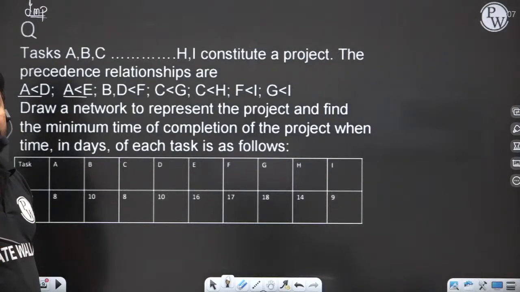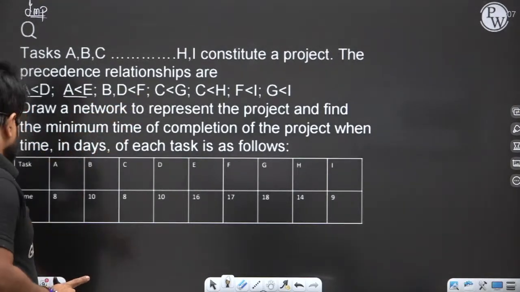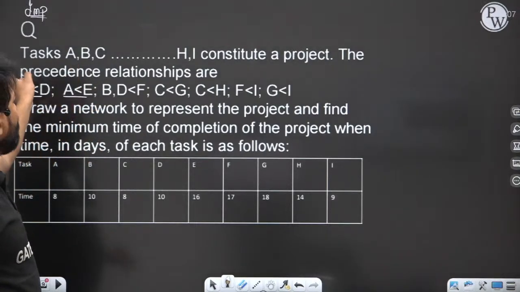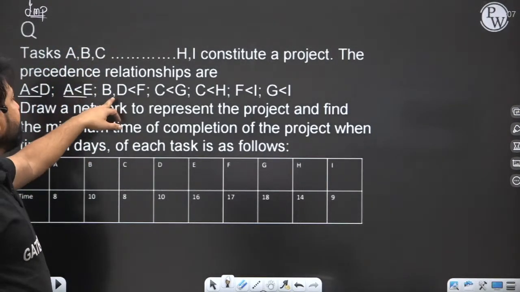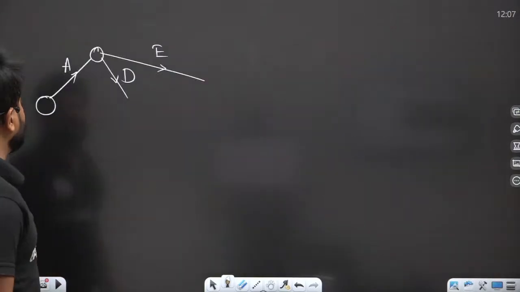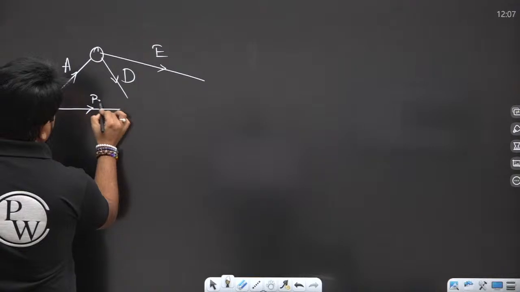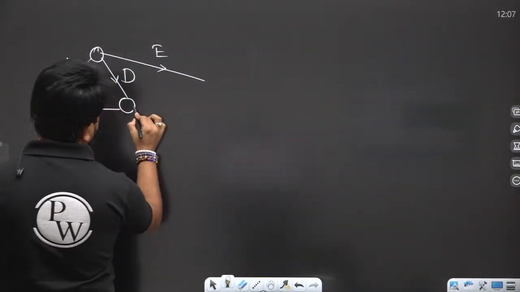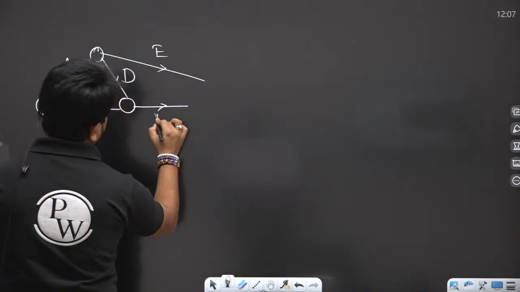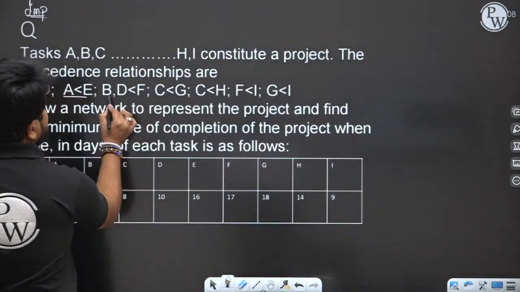B and D are less than F. It means B and D are preceding activities of F. Now B has no preceding activity, so B itself is a starting activity from the first event. So here B will come, and B and D are preceding activities of F. Am I clear? Now I think this is clear.